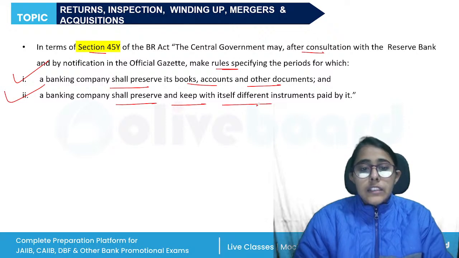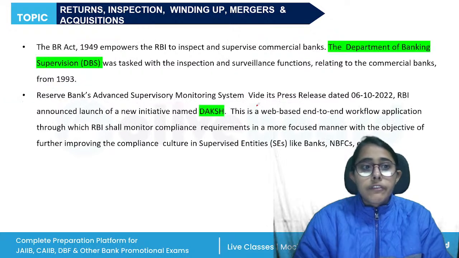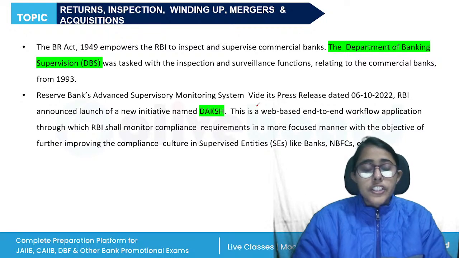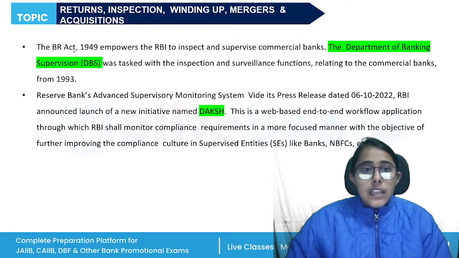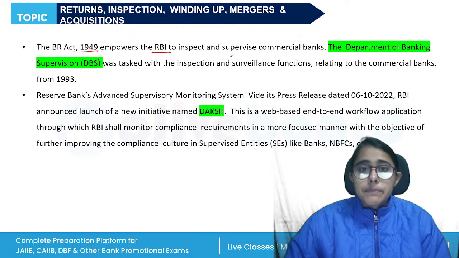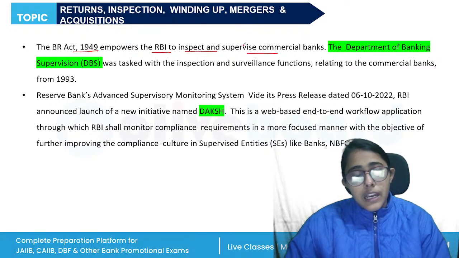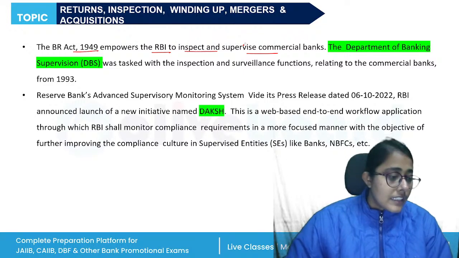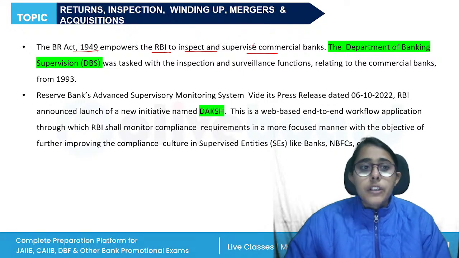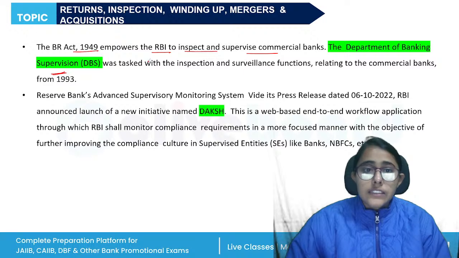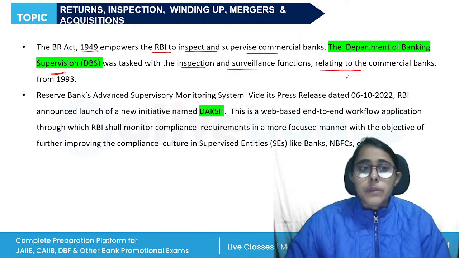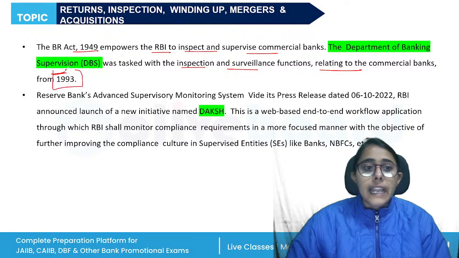All right. Next we have the Board for Financial Supervision. So this was made the Department of the Banking Supervision, DBS. It empowers the RBI to inspect and supervise the commercial banks. This department was created by RBI, so RBI indirectly conducts the inspection and supervision. The Department of Banking Supervision was tasked with the inspection and surveillance functions relating to the commercial banks from 1993.